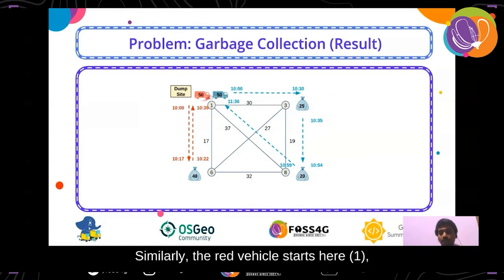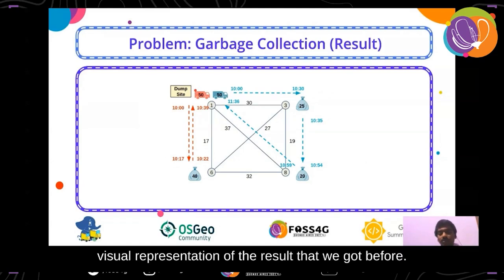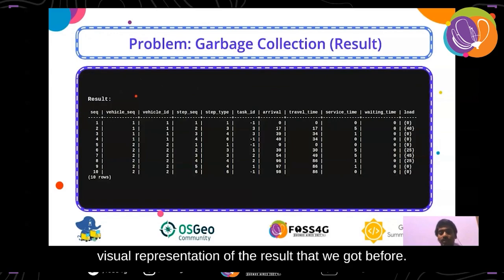Similarly, the red vehicle starts here. After 17 minutes, it reaches here. It spends 5 minutes to pick up this, and then it goes back to the dump site. So basically, this is the visual representation of the result that we get here.